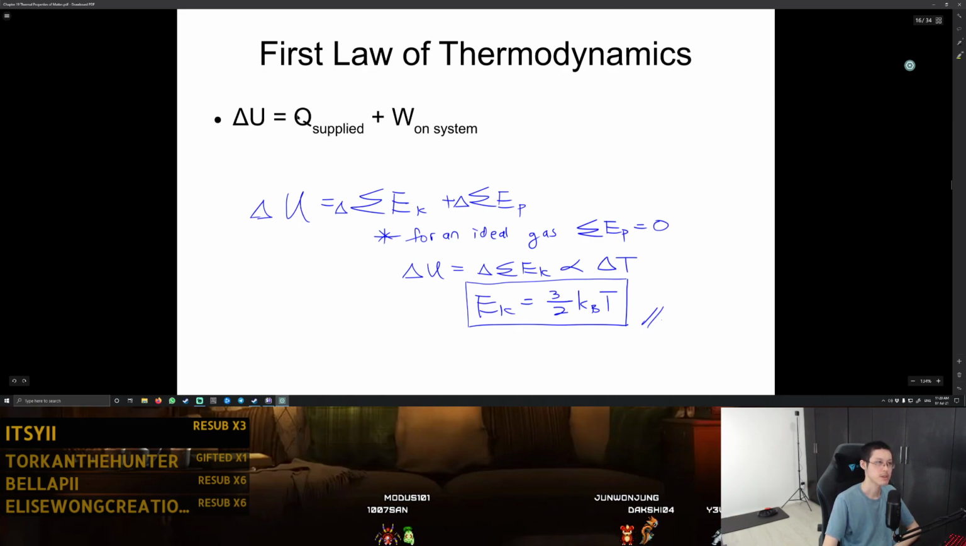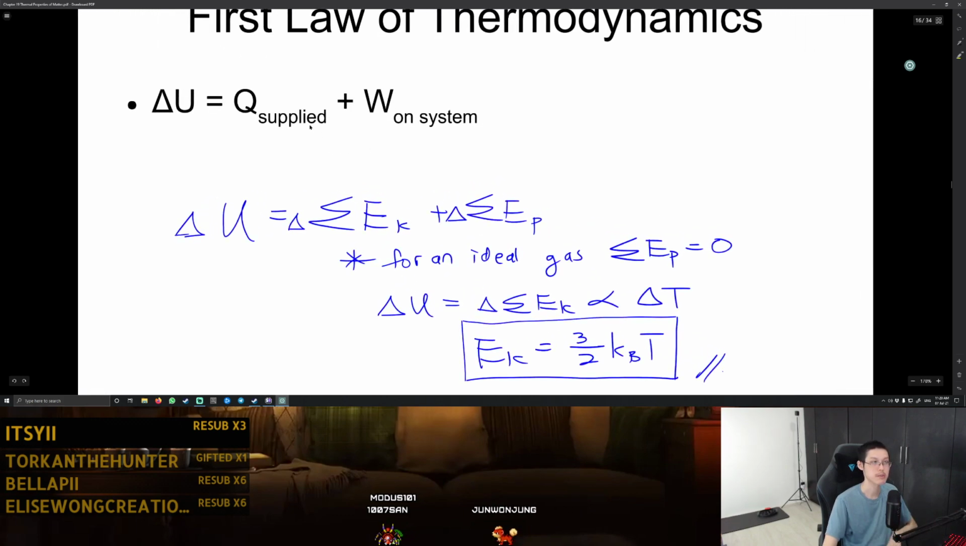Right, next up, what is this Q here? So Q is the energy supplied to the system. For example, if you were to heat the system up or introduce some energy into the system, then this would be positive. If you take some energy away, this would be negative.